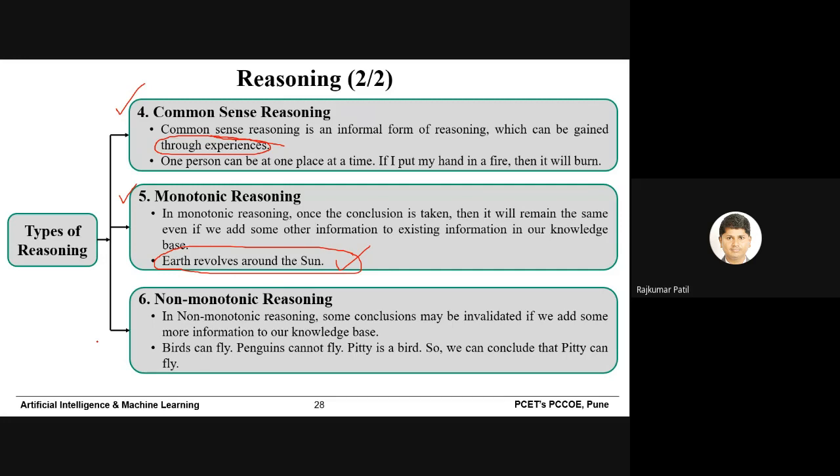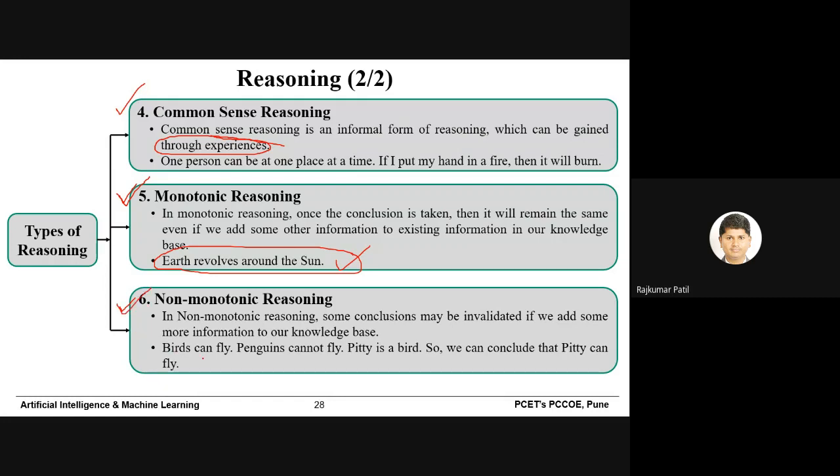Then another reasoning is there, that is non-monotonic. In non-monotonic reasoning, some conclusions may be invalidated if we add some more information to our knowledge base. Okay, this is also very important, because in case of monotonic, any additional information will not change the fact or will not change the conclusion. But in case of non-monotonic, the conclusion can be changed.